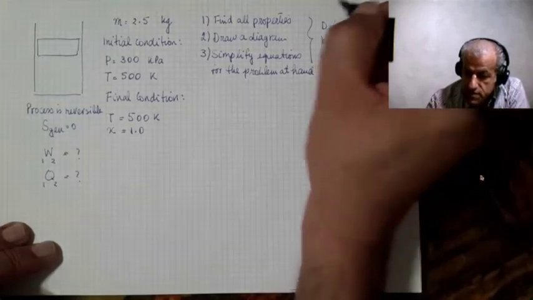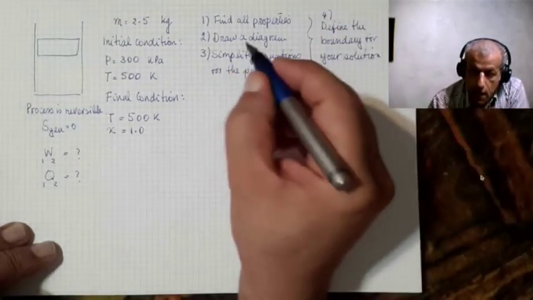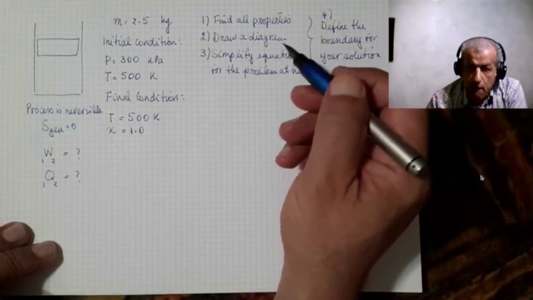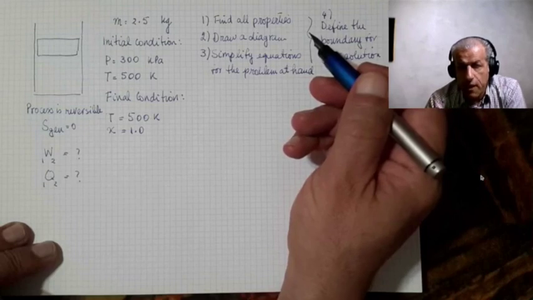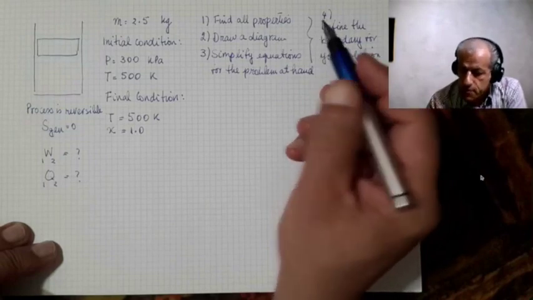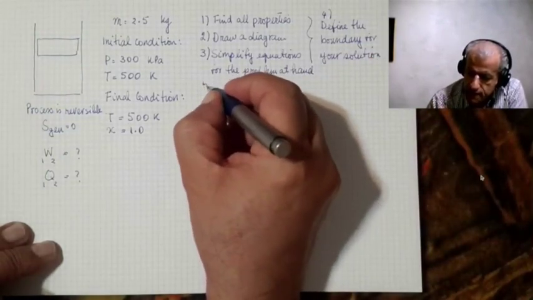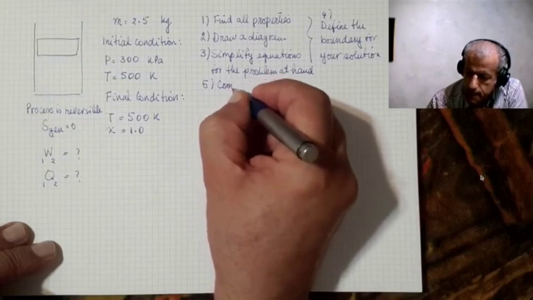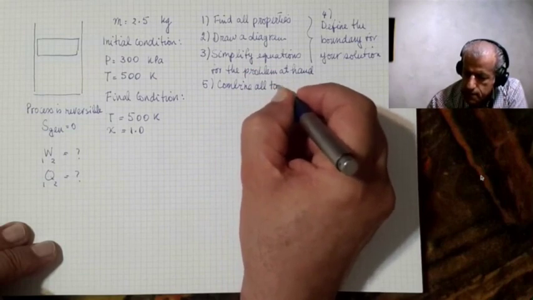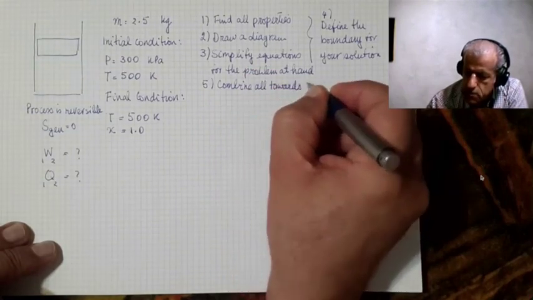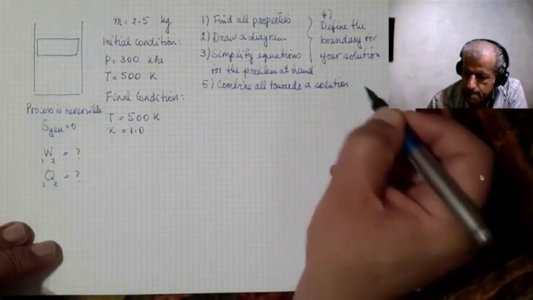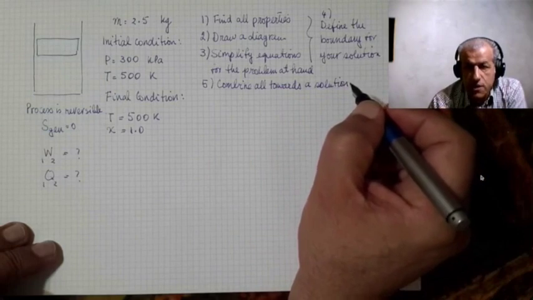And then, which is a step, you call it four. And I quite easily interchange these steps and perhaps do one of them halfway through and then return to it and complete it. And then five, combine all towards a solution. These are the steps that we shall take.